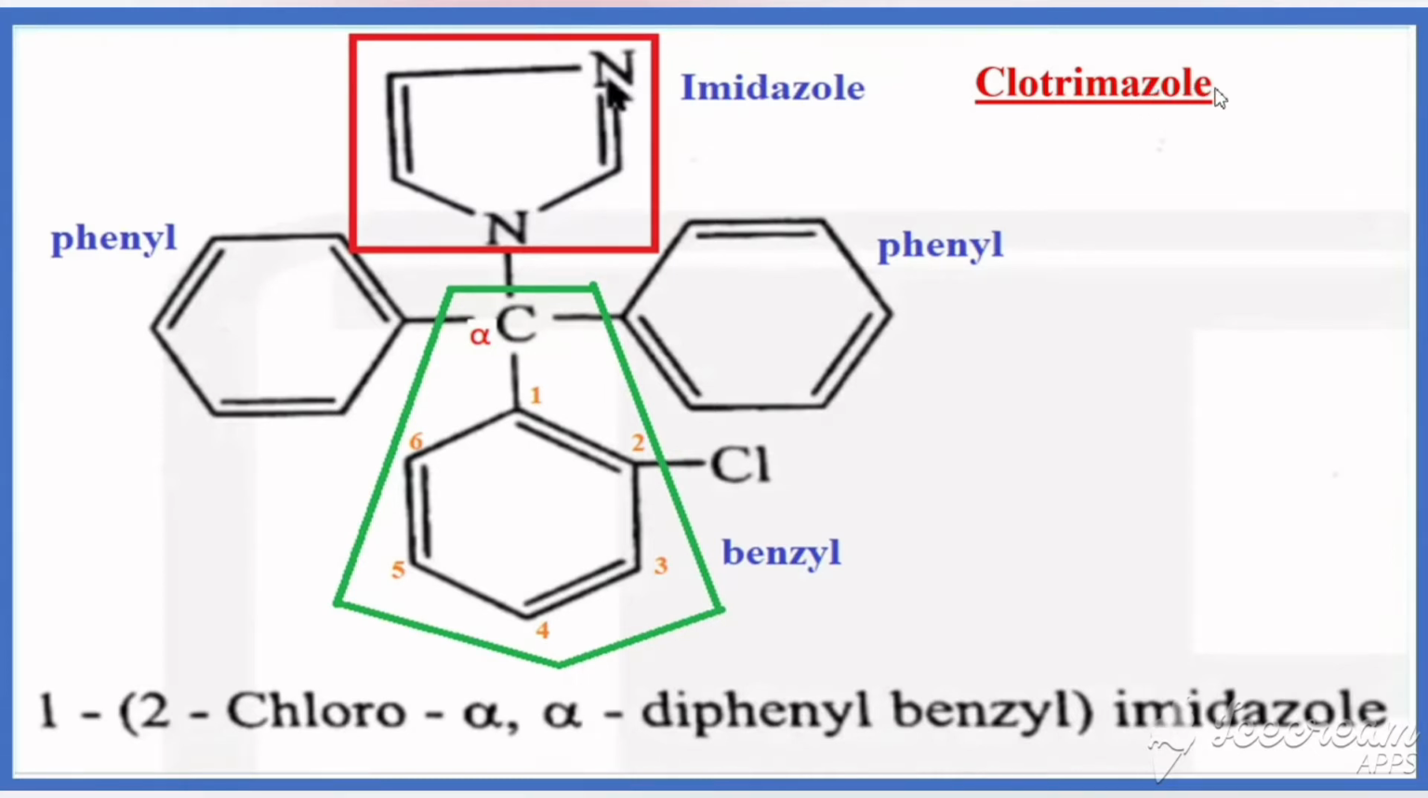Clotrimazole is an azole antifungal agent. What is meant by azole? A 5-membered heterocyclic ring having nitrogen as the heteroatom can be called azole. There may be one or more nitrogens. So what is the azole present in clotrimazole? That is called imidazole.